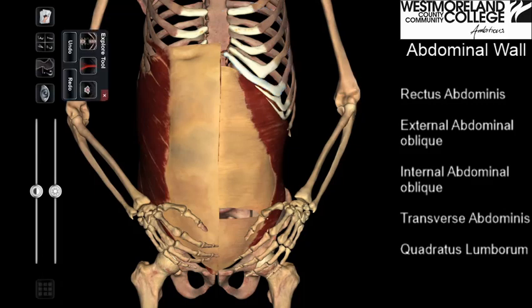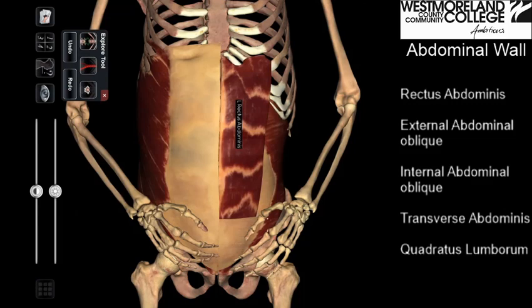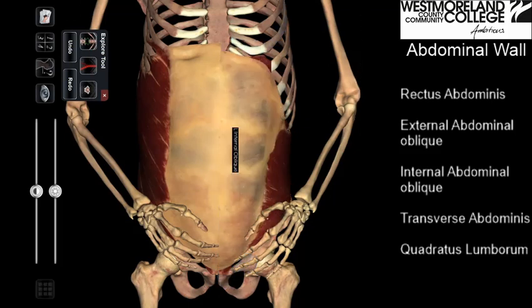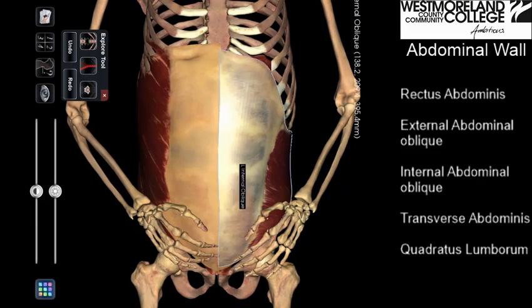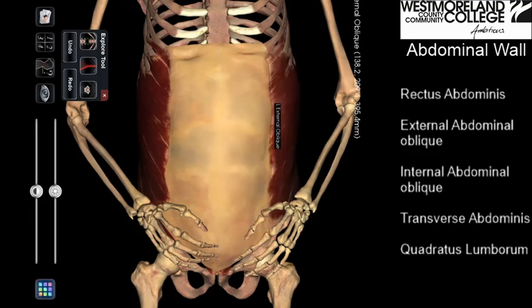Depending on which one you're looking at, they're either going to insert or originate on the ribs or the pelvic bones. They insert on the linea alba, and it is how they move the abdominal wall. So again, look at the layers and the grain direction.